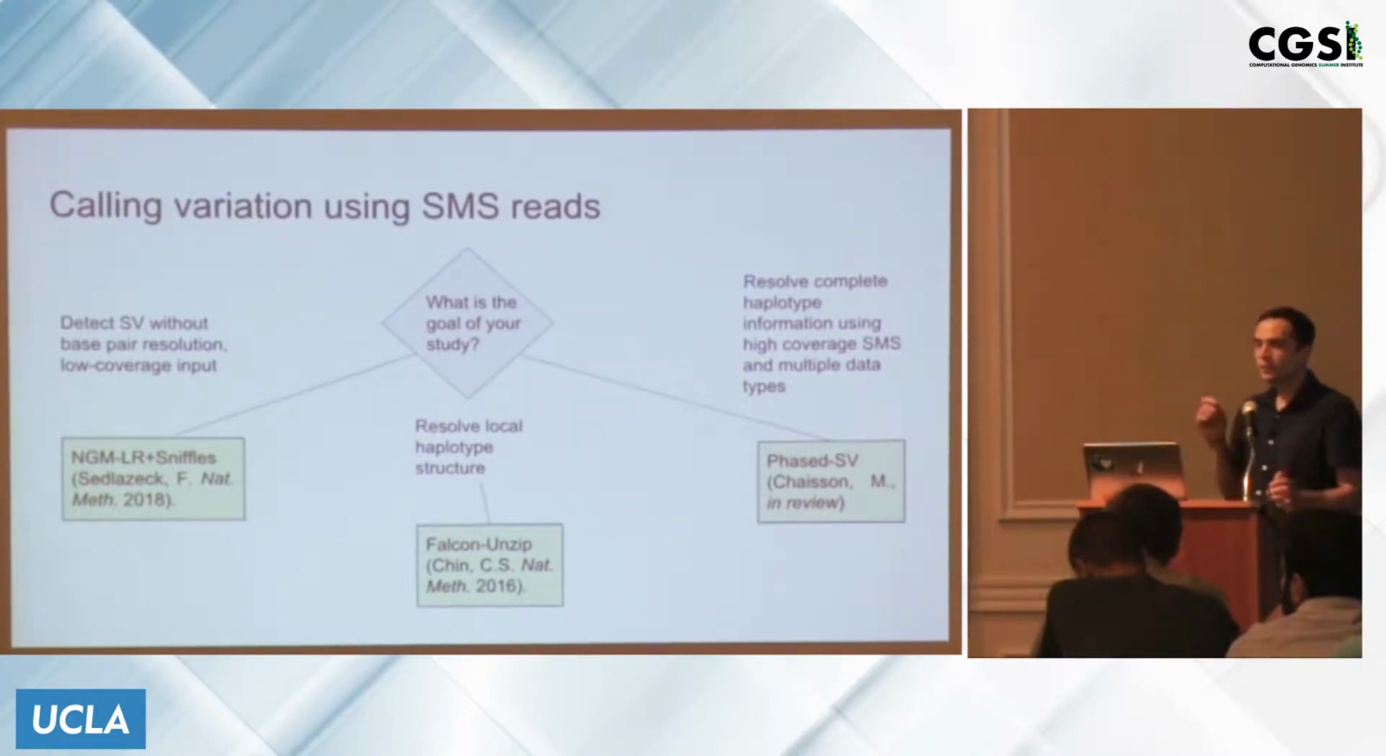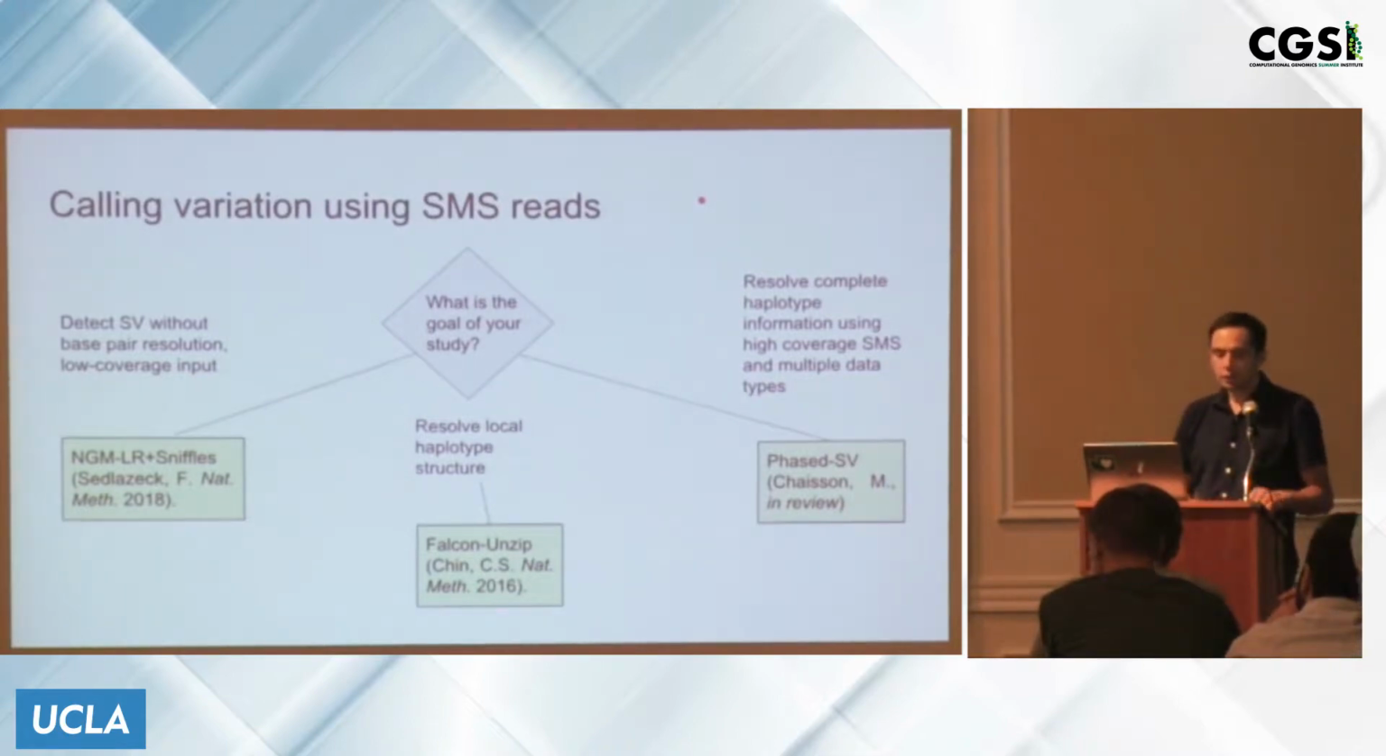And then finally, if you would like to try and resolve essentially complete haplotype resolved information using high coverage single molecule sequencing and multiple data types that I'll get into later on, then there's a method that I recently wrote called PhasedSV. And so they kind of scale in terms of resource requirements from left to right on the screen, this being pretty straightforward to do with modest input, and this method requiring some pretty onerous data types and a fair amount of calculation. But what this does give you is essentially a very fine survey of the variants that are in a genome.